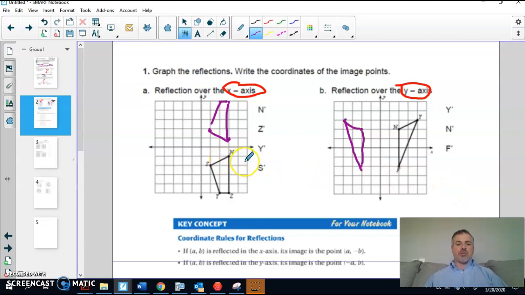All right, one thing I want you to notice is what happens here to the ordered pair. So notice that n is at 3, -1. Notice where n prime goes when I reflect over the x-axis. Here's n prime right here. It's at 3, +1. So n prime's at 3, 1.